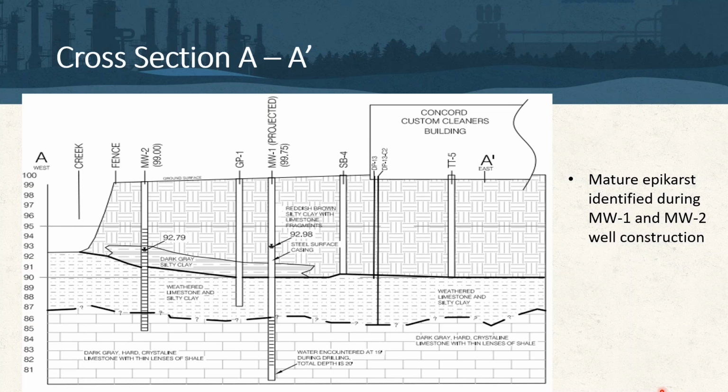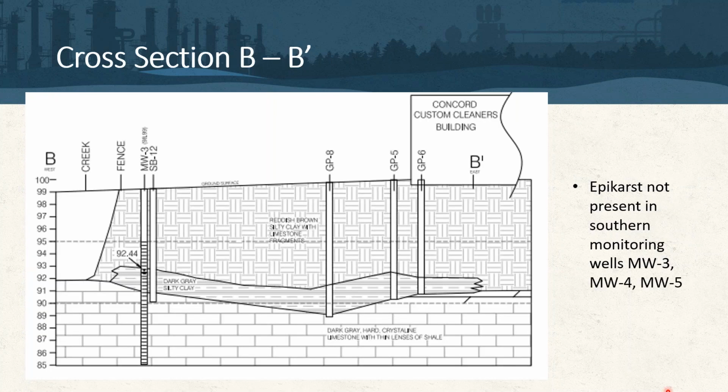As we move to the south to cross section B to B prime, which is the next slide, Derek, please. What was shown here was that the epikarst was not really all that prevalent, or was not identified at all. This was correlated through monitoring wells 3, 4, and 5. So we do have a little bit of a transition zone within that central feature along the source zone and flow path that we identified through the conceptual model. Next slide, please.